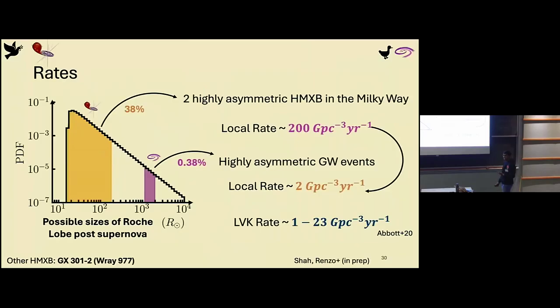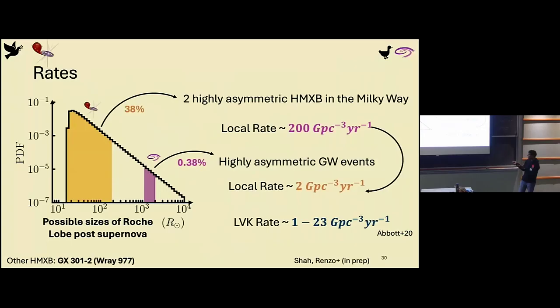And given that we see two systems that are highly asymmetric in our own galaxy, that corresponds to a local merger rate of about 200, and since 1% of those are going to form events that lead to gravitational wave sources, we can get an estimate of the merger rate for highly asymmetric gravitational wave events. That's about 2 per gigaparsec cubed per year, which roughly lies in the ballpark that we get from LIGO, which is about 1 to 23, which is just based on one event, that's 1908-14.